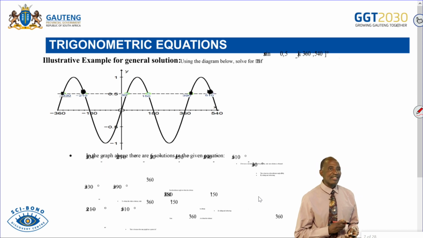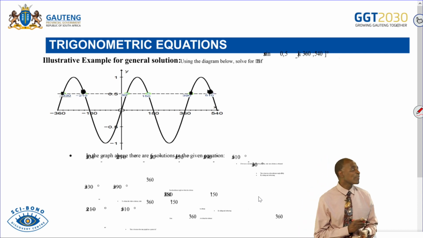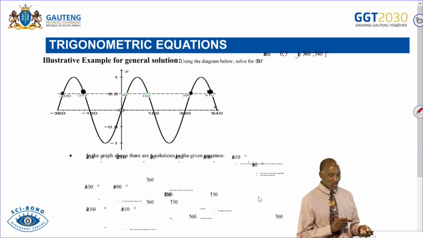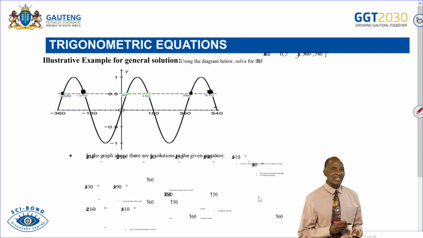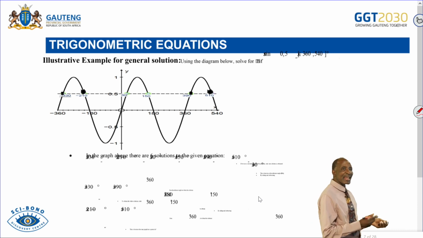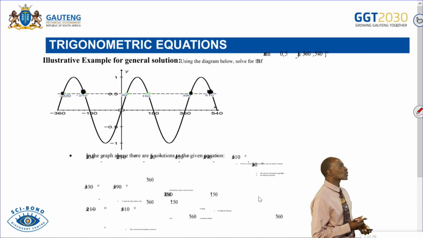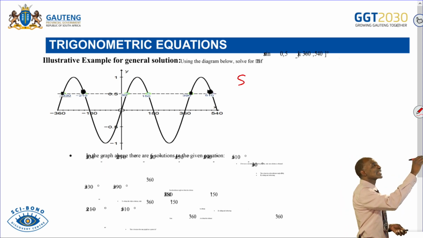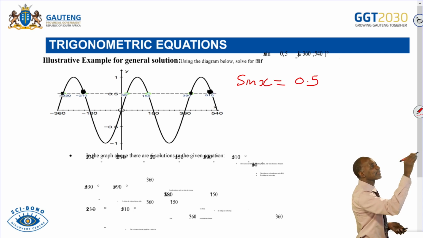Right, we are going to have a look at an illustration to show what we mean by a general solution. Unfortunately, your diagram has been distorted here, but nonetheless, we'll just continue. I'll start with the sine graph to explain what we mean by a general solution in a particular interval. So in this case, we want to find the general solution to the equation sine x equals 0.5.